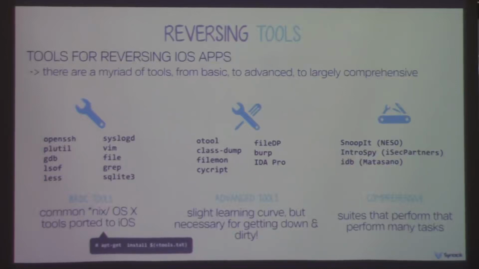The middle group are more advanced tools. These are either iOS or OS X tools that have been written specifically for the platform, or things like IDA Pro that are a little bit more advanced. I'll be talking about these on other slides, and this is pretty much what I use when I do reverse engineering. The last group are these comprehensive tool suites. Various companies have packaged all these tools together into a single suite that allows you to analyze apps pretty quickly.